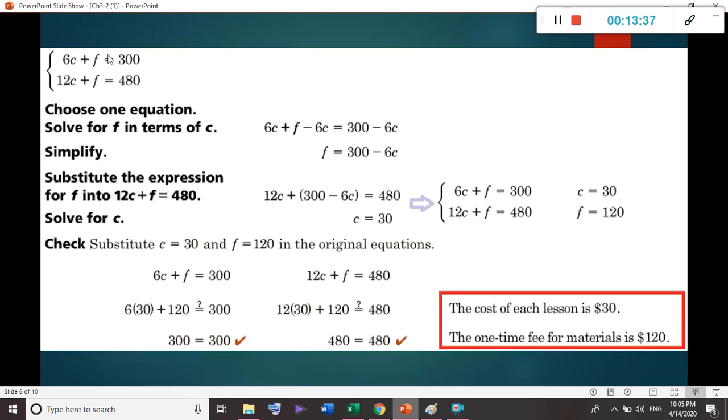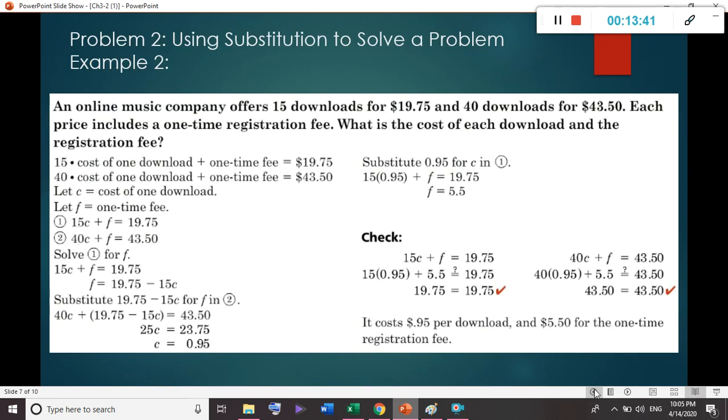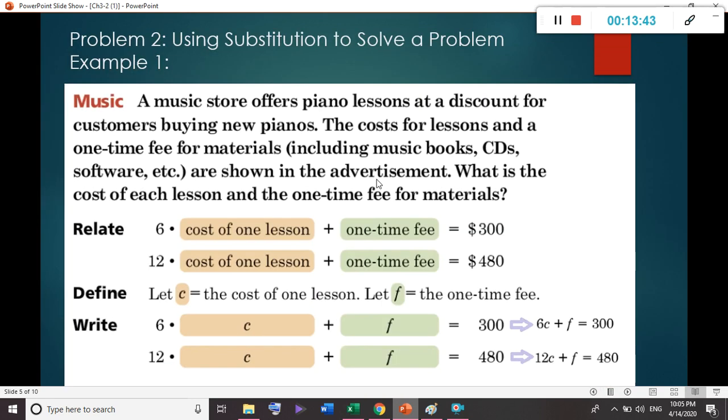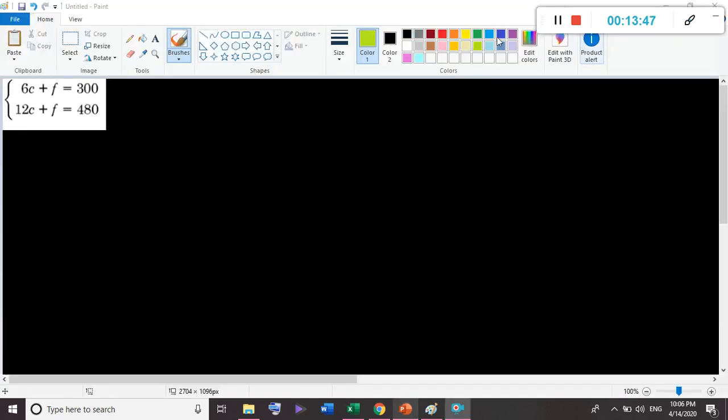We're going to solve this system to find the cost of each lesson and the one-time fee. Okay, so now let's solve it together. You can choose either. You're going to solve for C, or you're going to solve for F, and choose the first equation or the second equation. But I think that the first equation is going to be easier for us to substitute. So let's go for this.